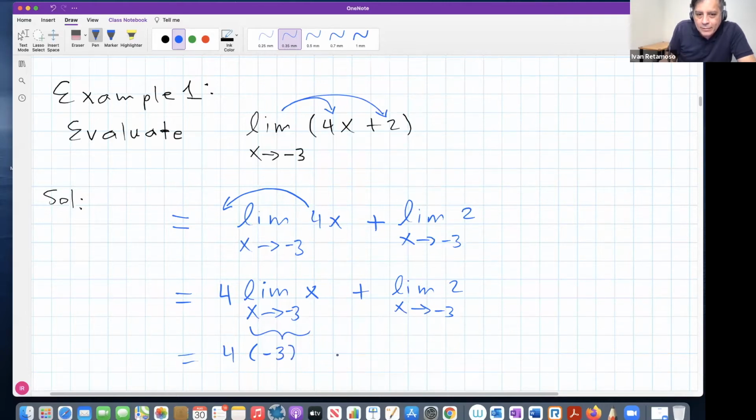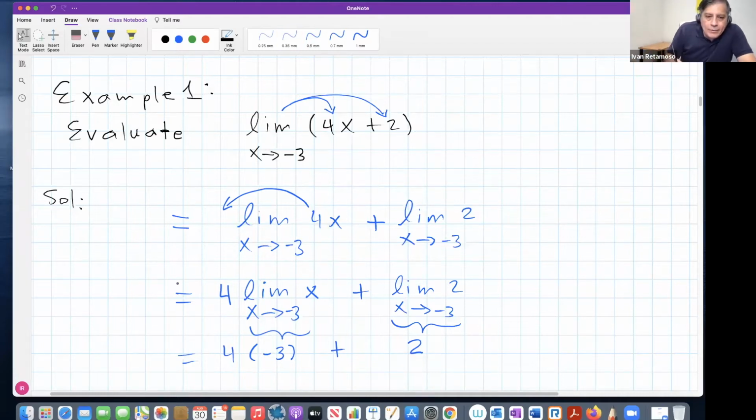And this one now, the limit of a constant function. What is the limit of this constant function 2 as x approaches -3? Hint, the constant function never changes, right? Not even when you take limits. Very good, excellent. It's a constant function, so it shouldn't change. This is 2. These are the 2 basic results, right?